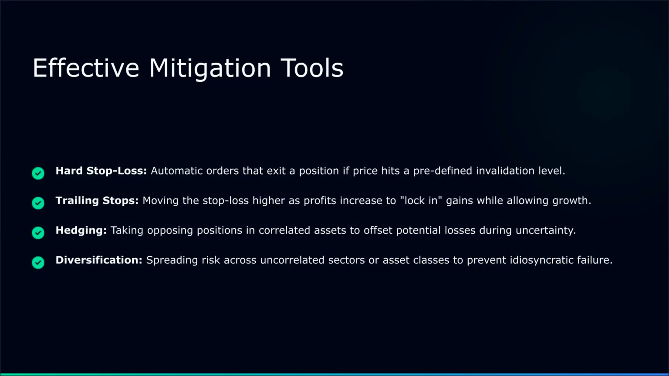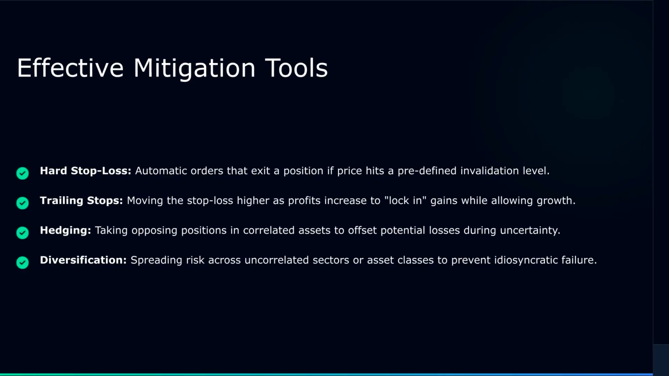To execute our strategy, we need effective mitigation tools. First, use hard stop losses to automatically exit positions at predefined levels. To protect your profits, implement trailing stops that move higher as the price increases. For advanced protection during uncertainty, consider hedging with correlated assets. Finally, always maintain diversification across uncorrelated sectors to prevent a single failure from damaging your entire portfolio.